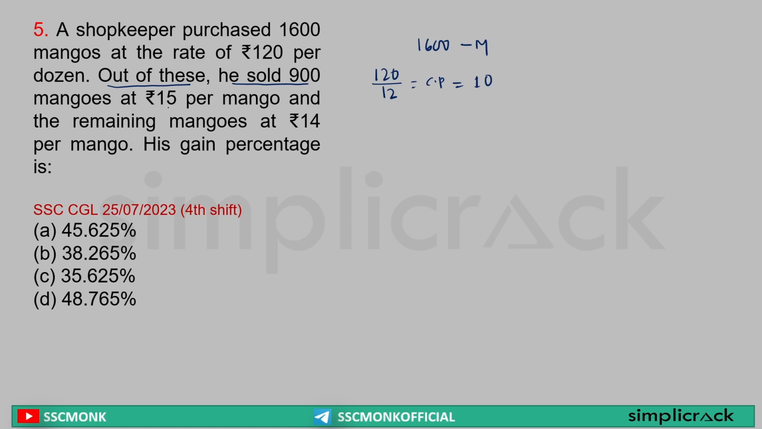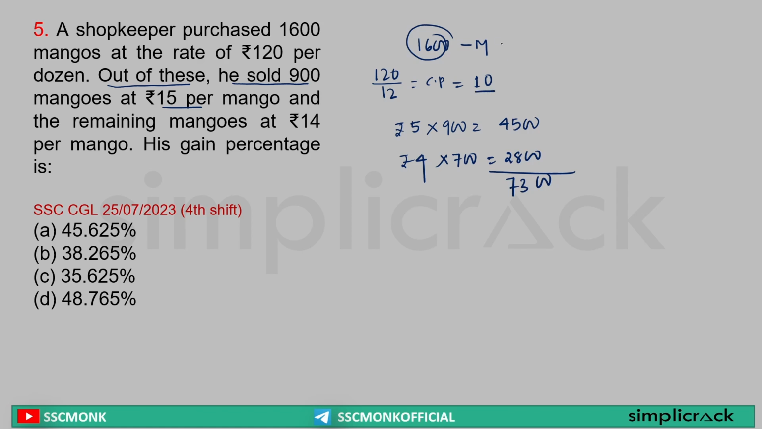Now he is selling, out of the 1600, he sold 900 mangoes at 5 rupees profit. That means 5 rupees profit on 900 mangoes. So how much profit? 4500. Then he is selling the remaining. So out of 1600, 900 is gone. How much remaining? 700 mangoes at 14 rupees, that means 4 rupees profit, because he purchased each mango at 10 rupees. So what is the profit? Sir, 2800. Total profit is 4500 plus 2800 is 7300. Clear? Now, what was the cost price?